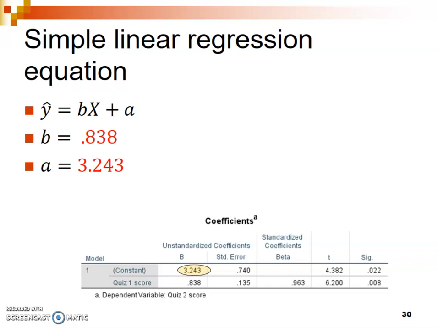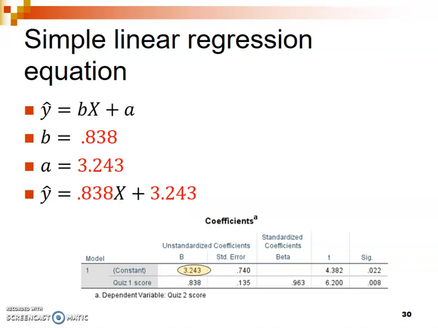Let's go ahead and put those two values into our equation solving for y. This is our general equation that we're going to use to actually graph the relationship between our X, in this case quiz 1 score, and our Y, in this case quiz 2 scores. This is going to be the line that represents the relationship between those two variables.